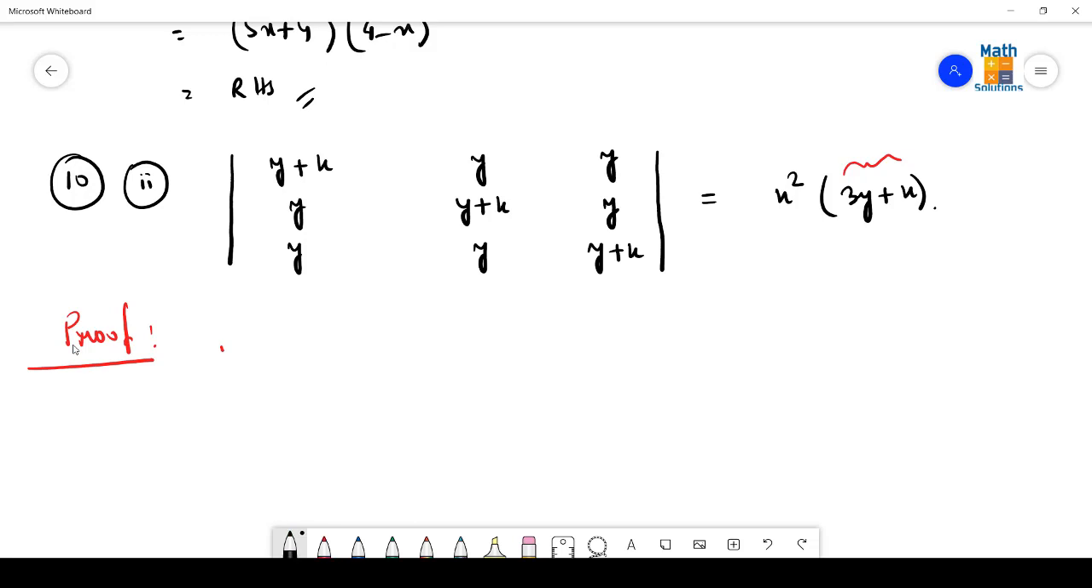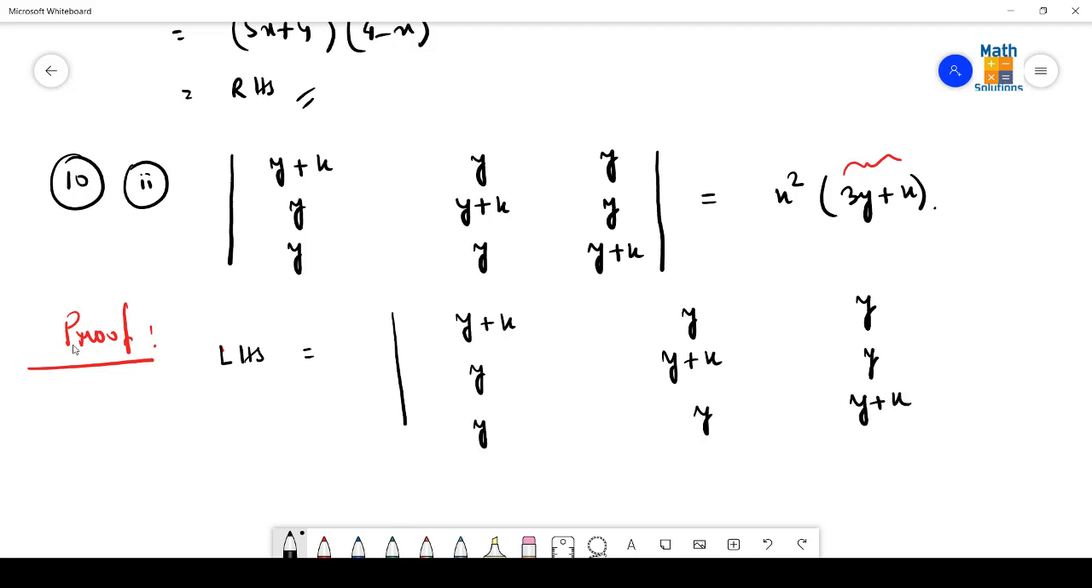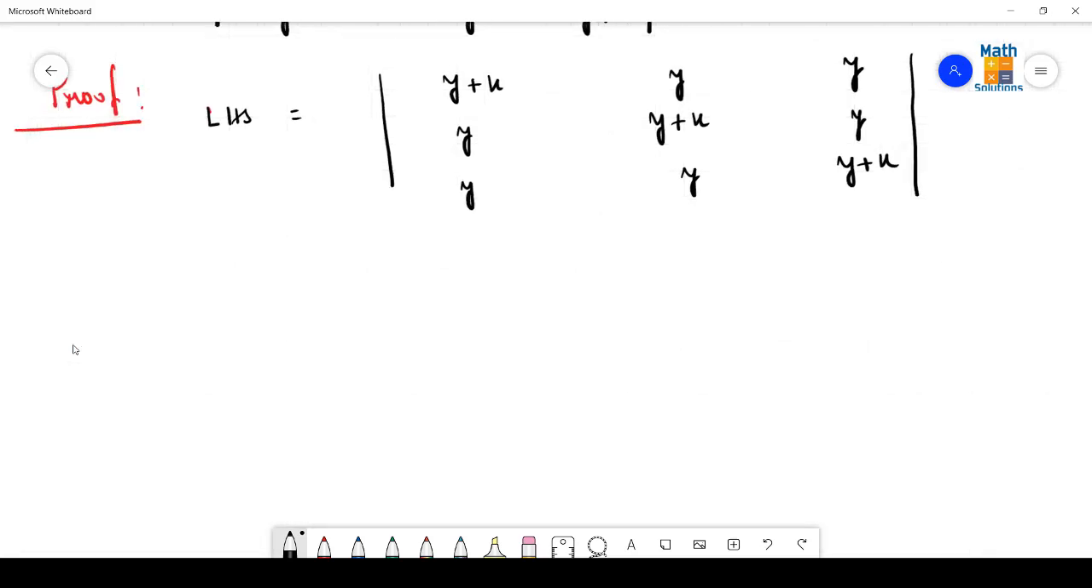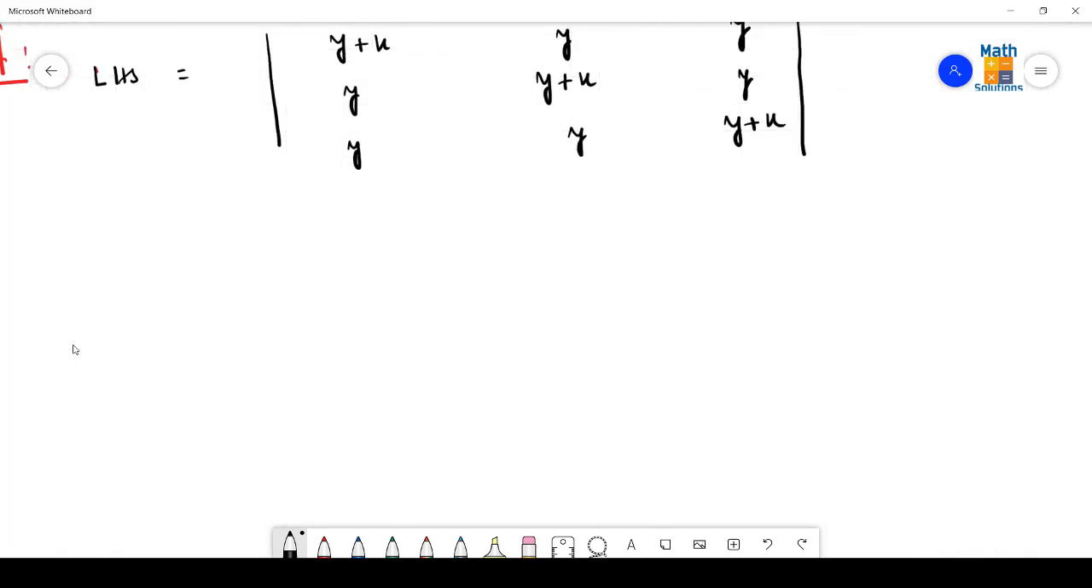Starting with the LHS. LHS is equal to y plus k, y, y; then y, y plus k, y; then y, y, y plus k. After this, using properties, I am going to use R1 replaced by R1 plus R2 plus R3. Using this property, let us check what we get.